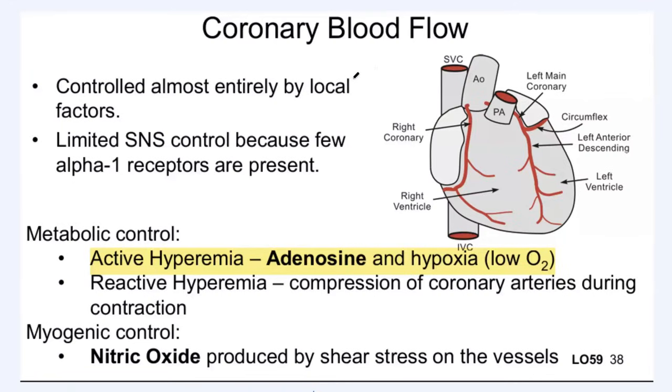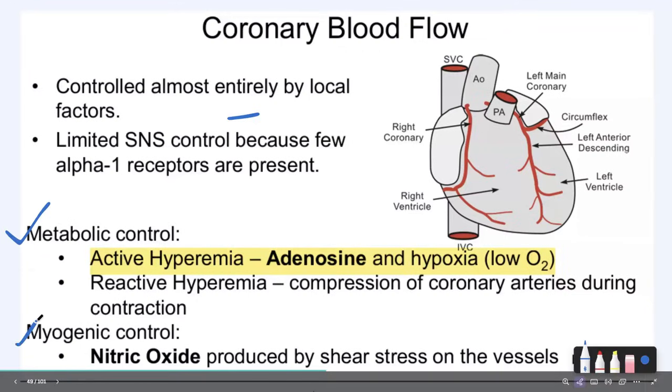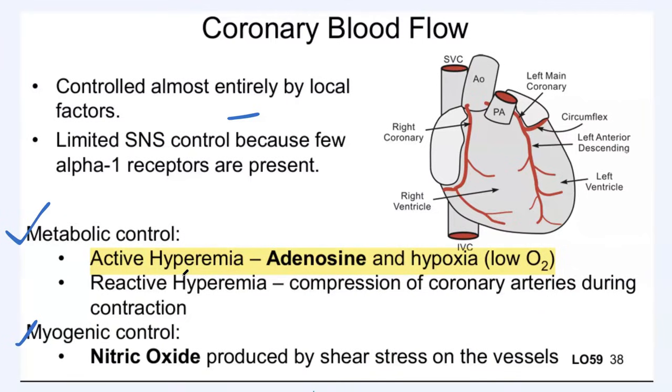And we also have a very good example. Coronary blood flow. Coronary vessels supply blood to the heart, okay? And they're controlled almost entirely by local factors. And you have both metabolic and myogenic control, okay? So in metabolic, you have active hyperemia. Why active hyperemia? Because the heart is always pumping, it's always working. And there's always use of ATP, it's going to produce adenosine, and hypoxia because it's like low O2, okay? So adenosine and hypoxia are going to cause active hyperemia because the oxygen is always being used up.